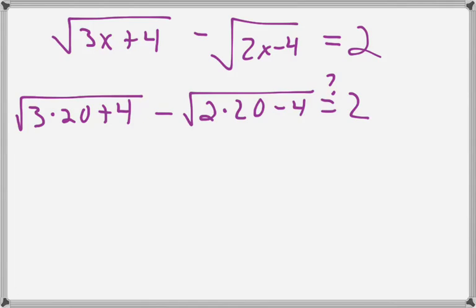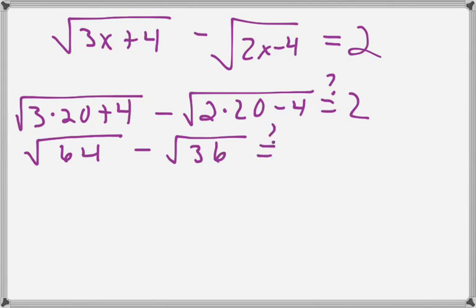So when we substitute 20 for x, we need to see if the left side really is equal to the right side. So in other words, does the left side become 2? So we end up with square root of 64, which is 8, minus square root of 36, which is 6. That does equal 2, 8 minus 6. So 20 is a solution.